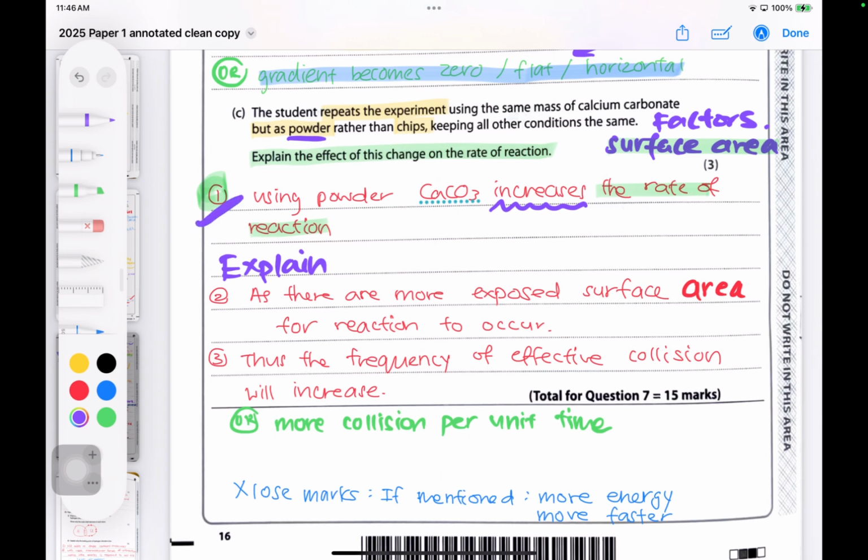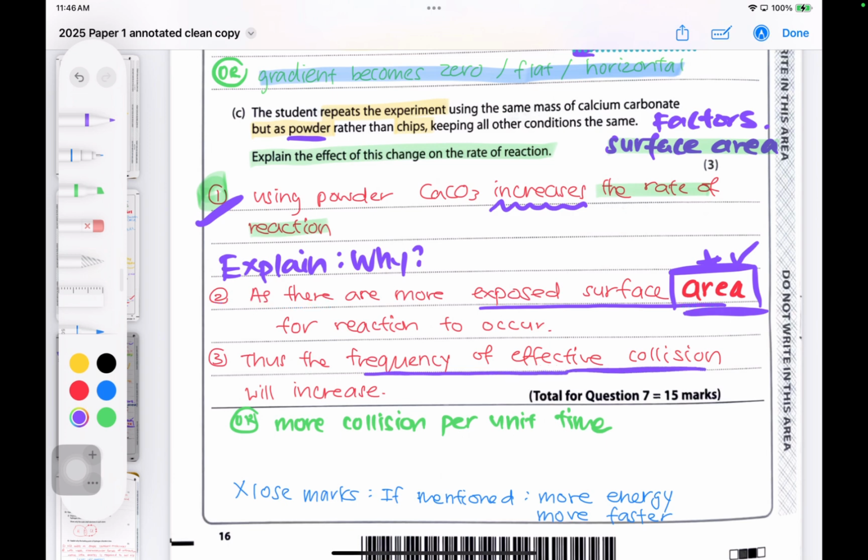Okay, then you go on to explain. Basically, you tell us the why. Why is it that the rate of reaction would actually increase with increased surface area? It is because there are more exposed surface areas. So you need to take note of these keywords. Okay, it is bolded and highlighted in the examination mark scheme. So that basically means that students tend to forget this word. I would think this is the one that you need to really have in order to score for point number 2. Okay, so this will increase the frequency of effective collision. Therefore, the rate of reaction increases.